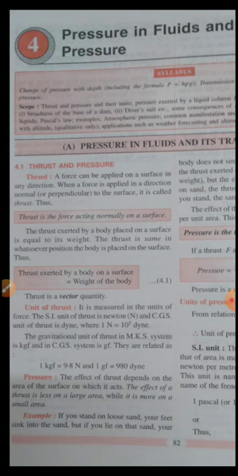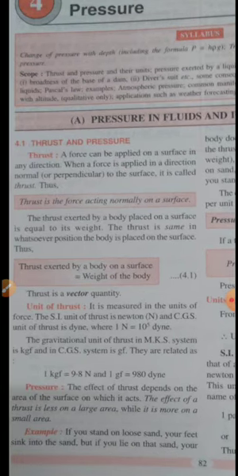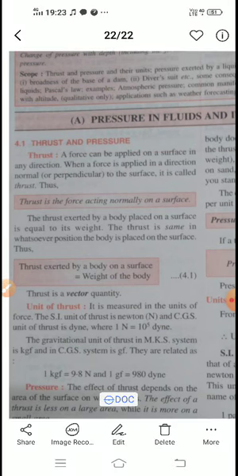Next, the units of thrust. It is measured in the units of force, because thrust is a force acting in a perpendicular direction. I give it a specific name because it acts in a perpendicular direction, but it is nothing but force. So whatever units you use for force, the same units you use here. What is the SI unit of force? It is Newton, and the CGS unit is dyne, and the relation between them is 1 Newton equals 10 power 5 dyne. That you have to remember.